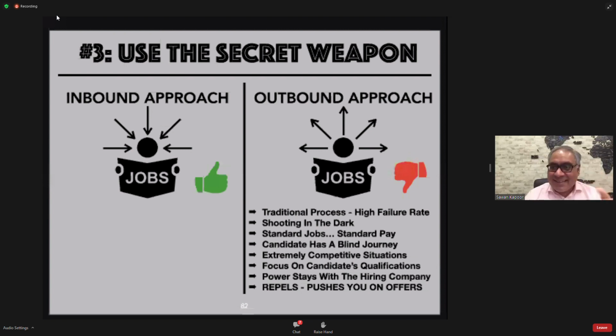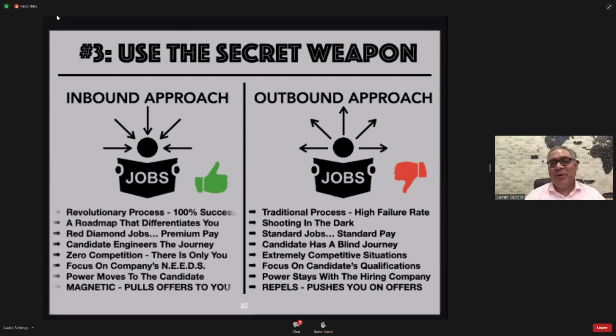The real answer in solving this is the inbound approach. Please understand, when you apply this process, it is a 100% success rate. Because this is a roadmap that differentiates you because of the level of research you conduct. It makes you relevant. It makes your speech immediately usable for them.